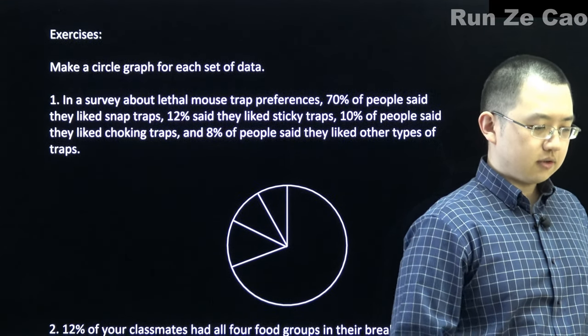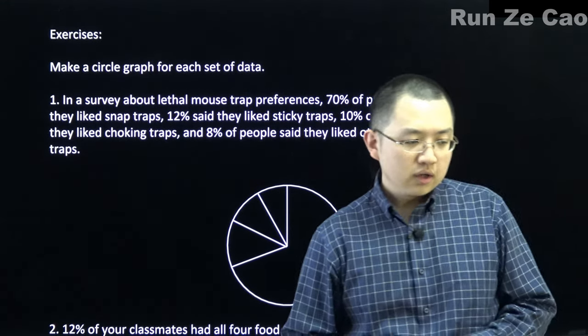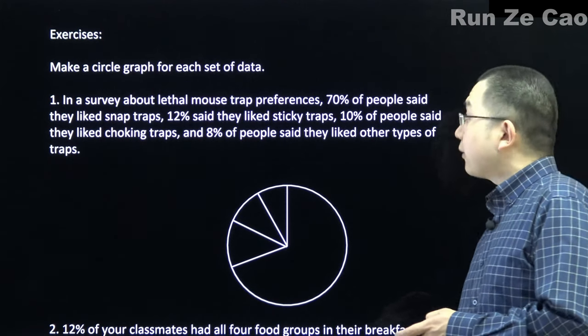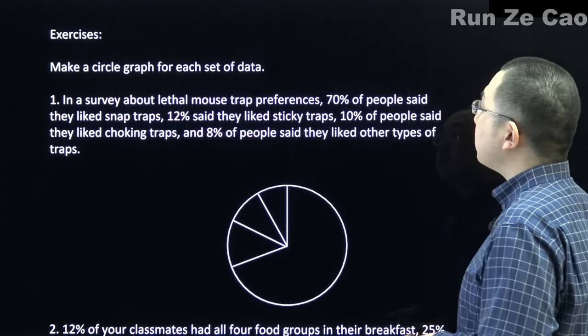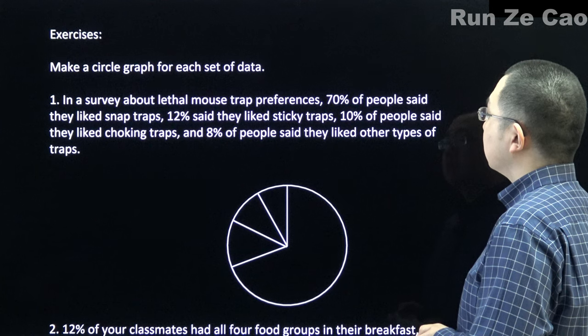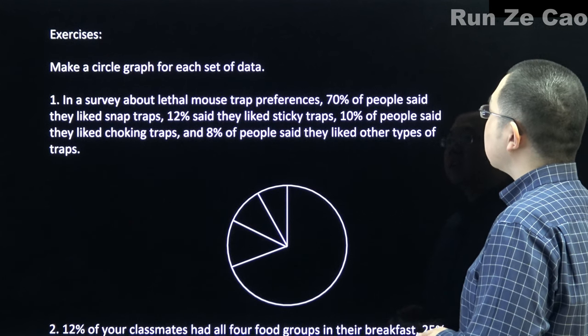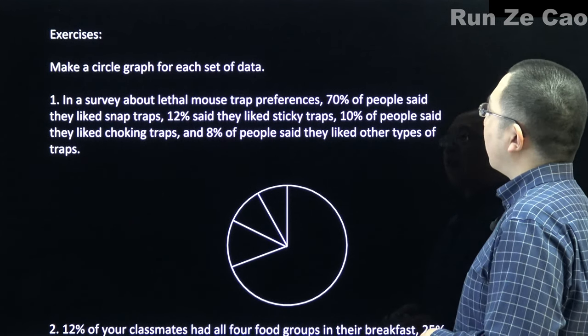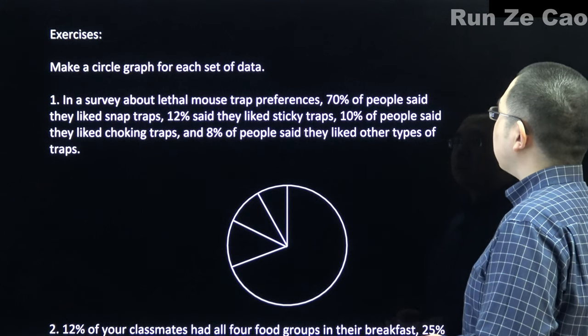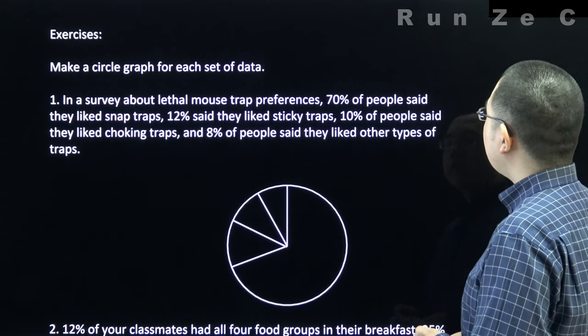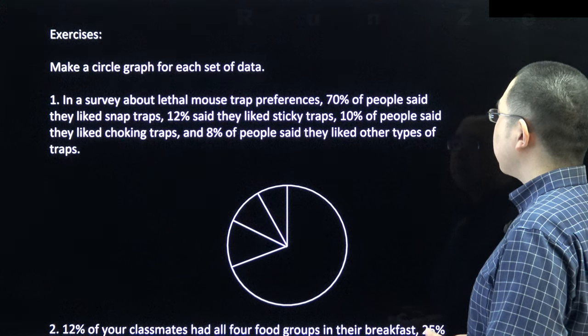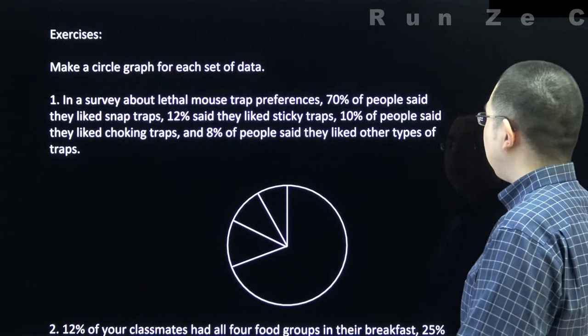Well then, let's make some circle graphs. Yeah, I pre-made these too. So in a survey about lethal mousetrap preferences, 70% of people said they like snap traps. 12% said they like sticky traps. Hiss! How inhumane, compared to snap traps. 10% of people said they like choking traps, and 8% of people said they liked other types of traps.